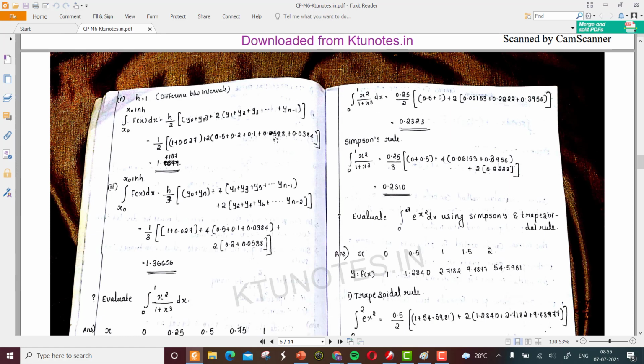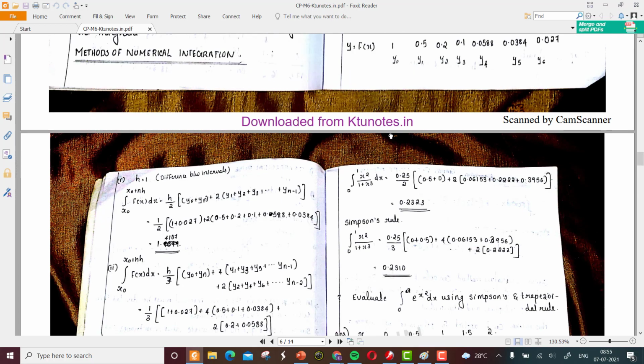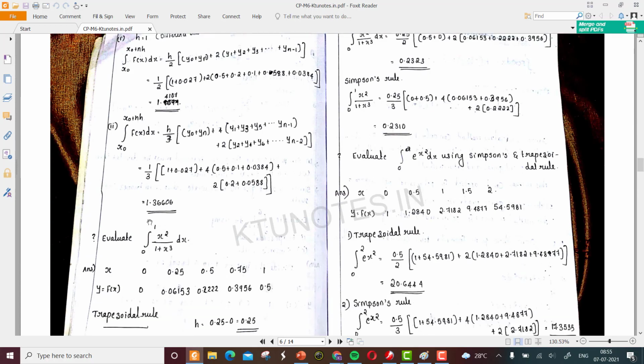If you calculate the same integral using Simpson's rule, it is h by 3, so 1 by 3 into first plus last, plus 4 into all the odd terms, like 0.5, 0.1 and so on, plus 2 into the even terms, which will give you 1.366. So there is a variation, and it's reported that Simpson's rule is more accurate compared to the trapezoidal rule.